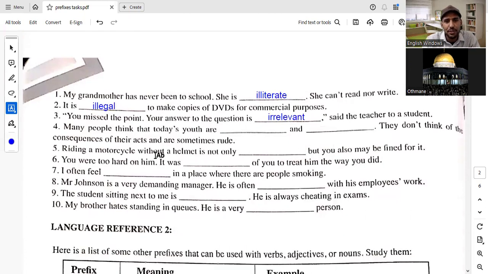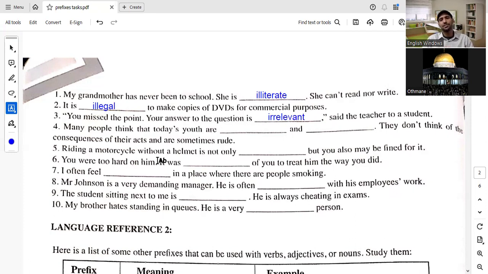Okay, let's move to number four. Many people think that today's youth are, number one, they don't think of the consequences of their acts, and they are sometimes rude. So these are two adjectives that we need to use here. Number one has to do with this explanation. They don't think of the consequences of their acts. They don't care about the result of what they are going to do, whether it's going to be bad or something maybe catastrophic is going to happen.